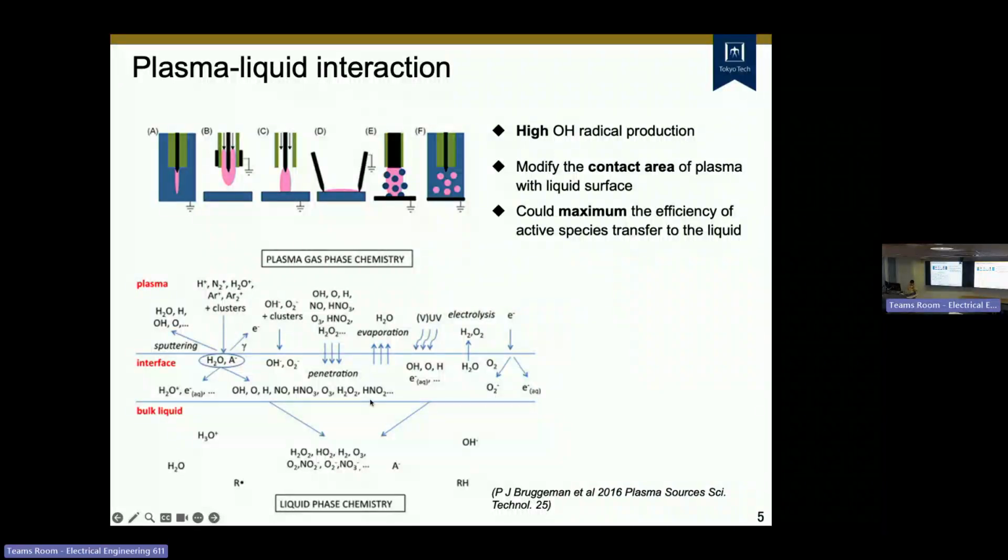And here shows the details of the active species generated by the plasma liquid interaction. You can see that O radical, OH radical, and some other nitrogen containing active species can be generated by the plasma discharge. So this kind of oxygen containing active species could be used for several applications by the plasma technique, like water treatment, some dye decomposition, and surfactant decomposition by the plasma discharge.